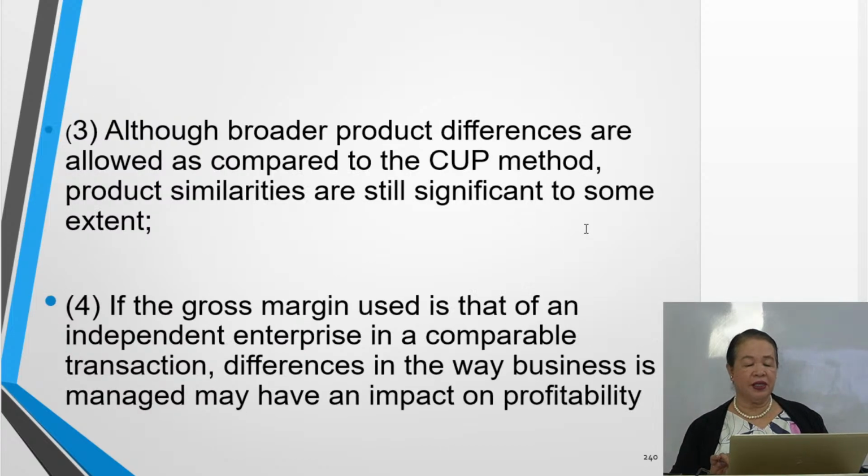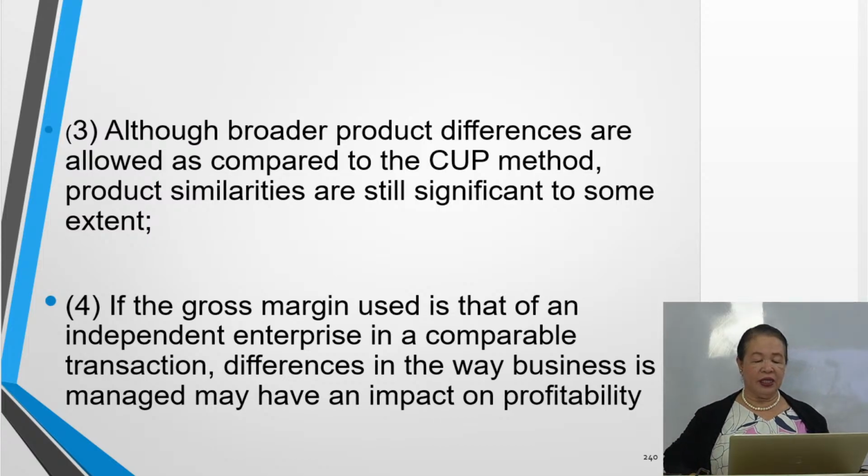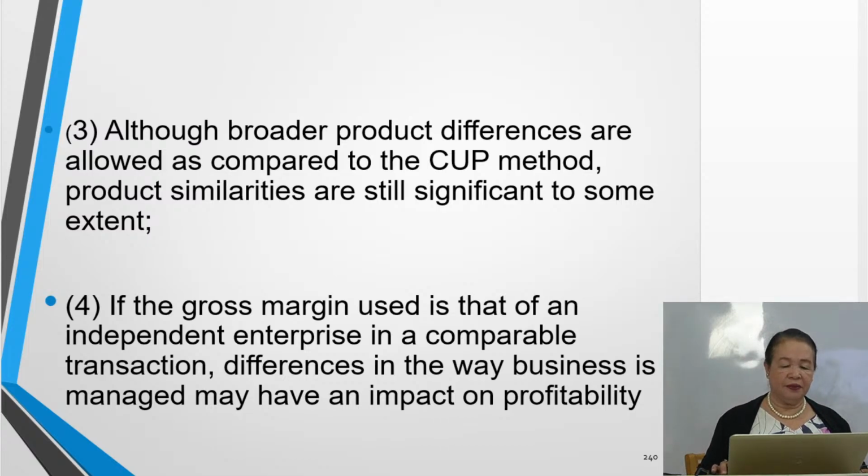Although broader product differences are allowed as compared to the CAP method, product similarities are still significant to some extent, no? Kasi ang product similarity is very important siya sa comparable and controlled price method because price ang gino-compare and the characteristics, kung ano man yung functions, talagang nakaka-apekto siya doon sa comparability, no? So if the gross margin used is that of an independent enterprise in a comparable transaction, then the differences in the way business is managed may have an impact on profitability. No?